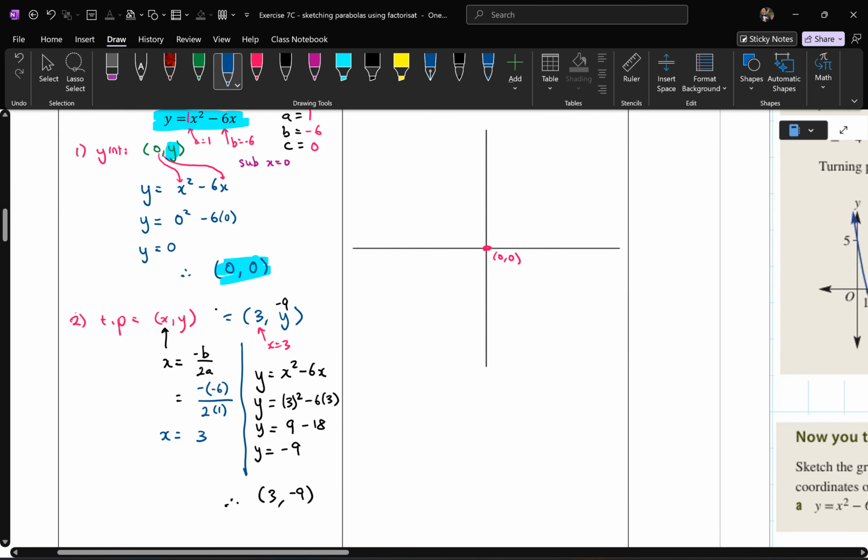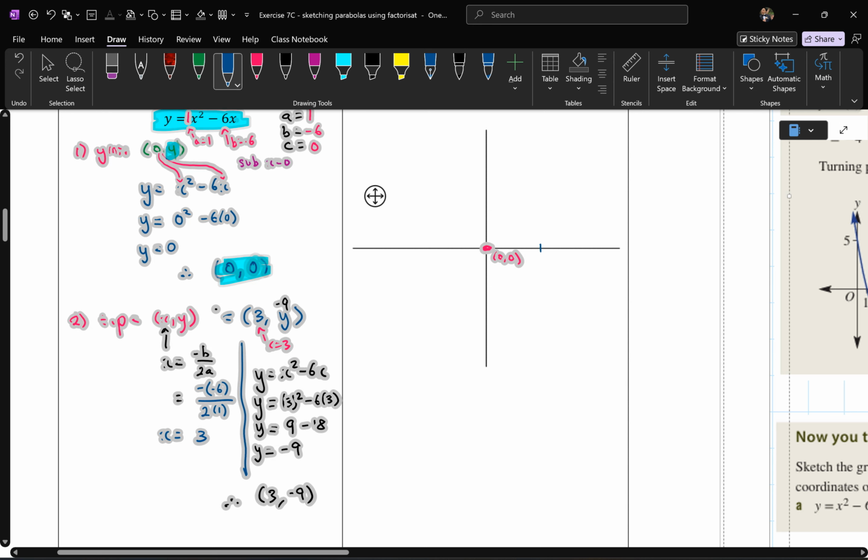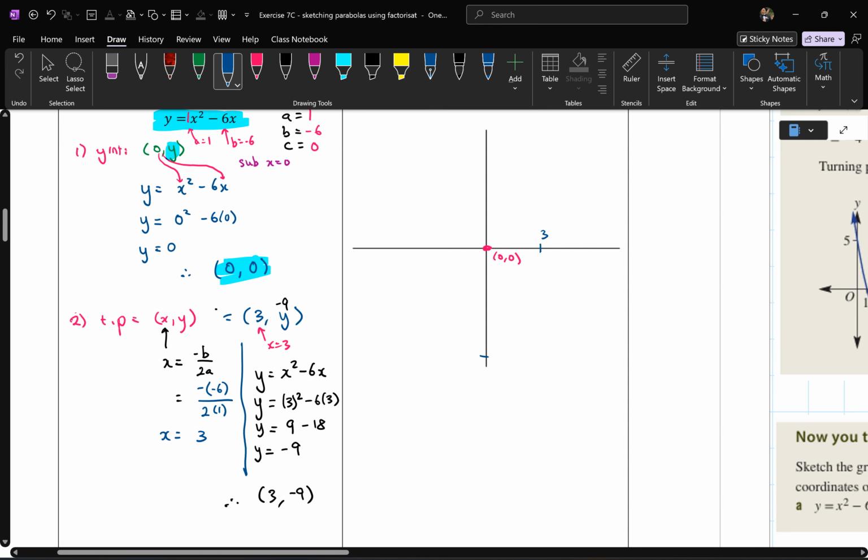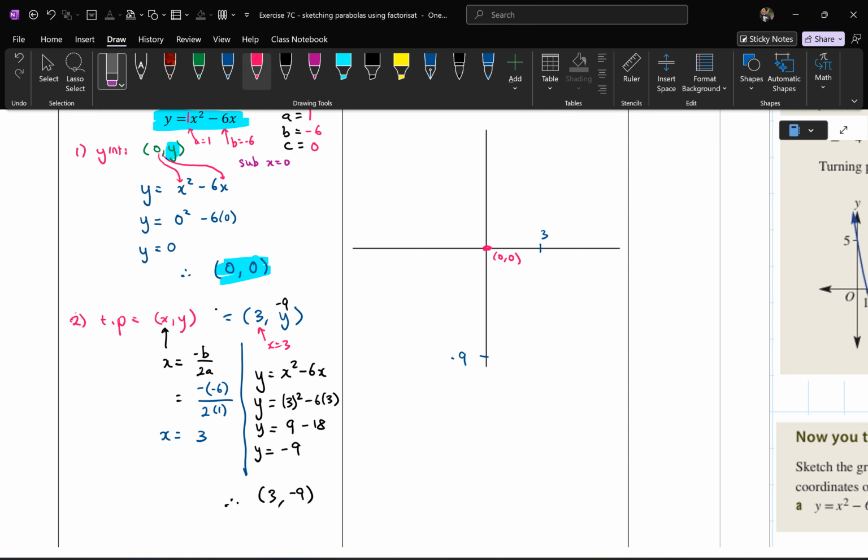So now I know turning point is 3. So let's say 3 is somewhere over here. -9, let's say down here. I've got now my second point, sorry. At 3, -9. So in some way, I can already say that it's likely that the graph is going to look like this. Okay, because there's no other way to hit the turning point, but also y-intercept at 0, 0, right? It couldn't have been over here, and it couldn't have been upside down. It's very likely it's going to look like that.